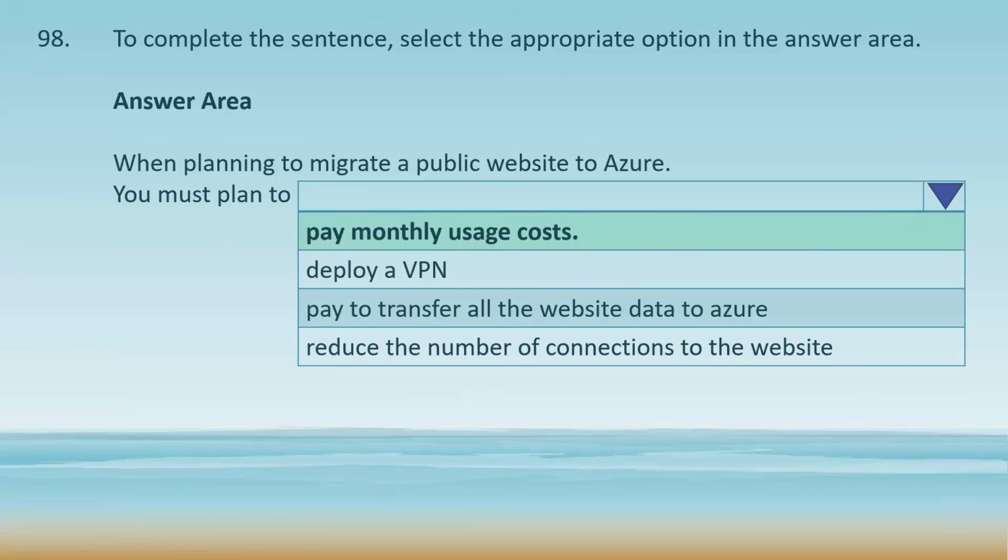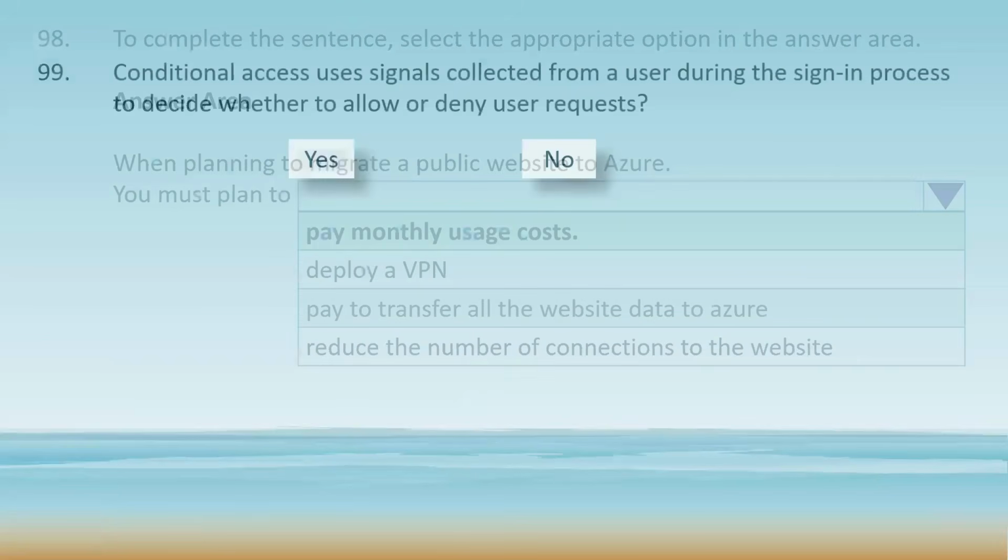Whenever planning to migrate a website to Azure, you must plan to pay monthly usage costs. This is because Azure uses the pay-as-you-go pricing model. So you only pay for what you use. And you also need to remember that transferring inbound data to Azure is free of cost. So inbound transfer is always free, whereas the outbound transfer is charged based on where you are transferring, whether you are transferring within the regions or you are taking the data out of Azure. It varies based on the requirement. Moving on to next question.